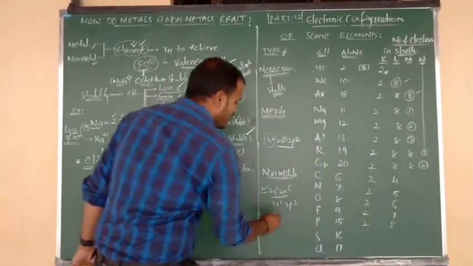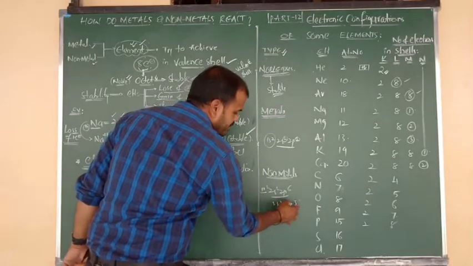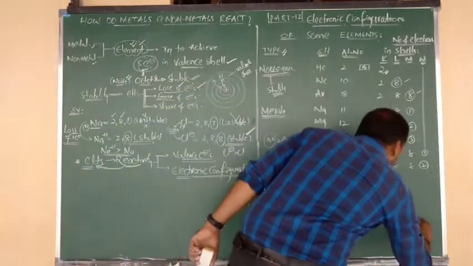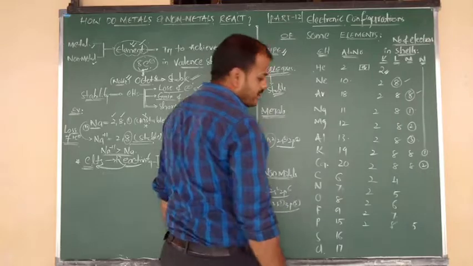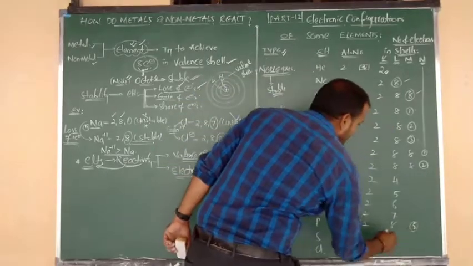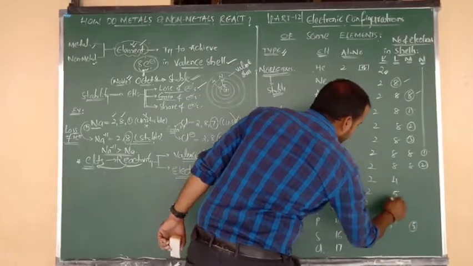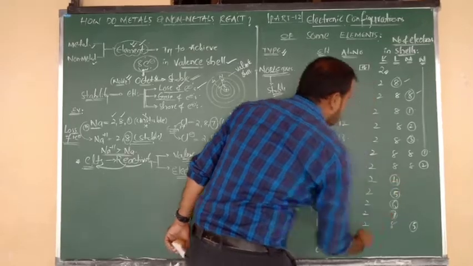Okay, I have written it here. The third orbit contains 3s2 and 3p3, nothing but 2 plus 3. How much? 5. Yes, like this. So the outermost orbit contains 5, and here the outermost orbit contains 7. Here 6, here 5, here 4.